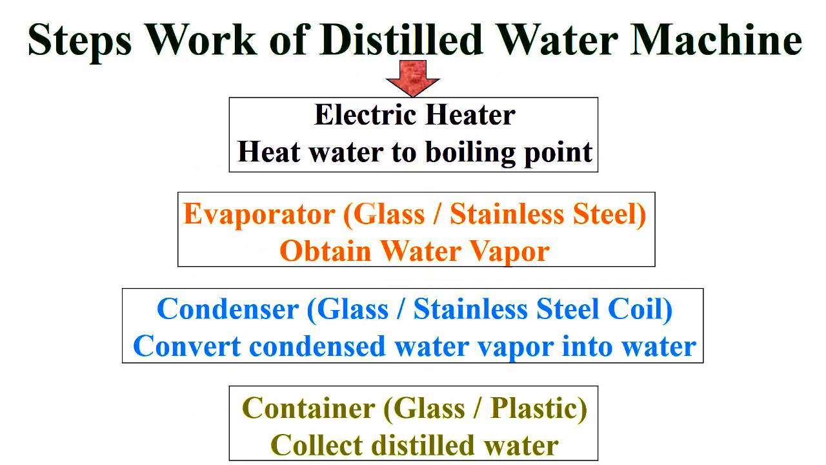Distilled water machine initiates by heating water to boiling point to obtain water vapor, converting the condensed water vapor into water, and collecting the distilled water product into a container for use, as mentioned in the next slide.